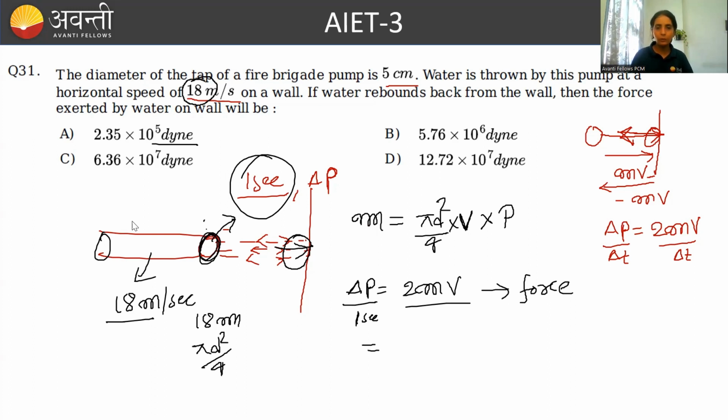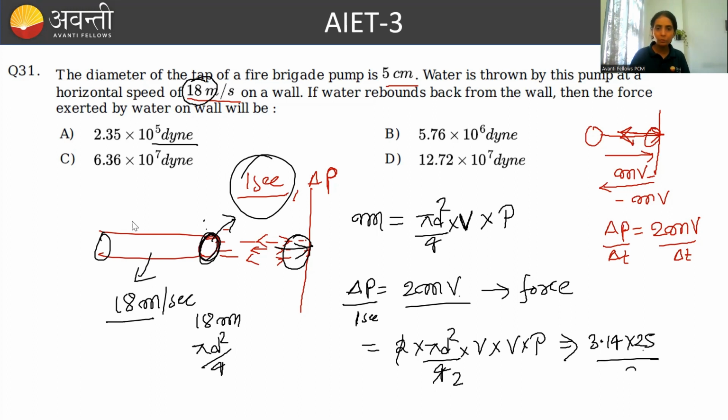यहाँ पे आप value को put करो, 2 into pi d square by 4, ठीक है, into velocity, और m के लिए rho लिखना होगा. So this will give us the answer. अब देखो यहाँ पे values को put कर दो, you will get the answer. So this is 2, ठीक है. Pi is 3.14 into density, sorry, diameter is how much? 5 centimeters. So that is 25. ठीक है. By 2. Velocity is how much? That is your 18. 18 into 18 क्या हो जाएगा?